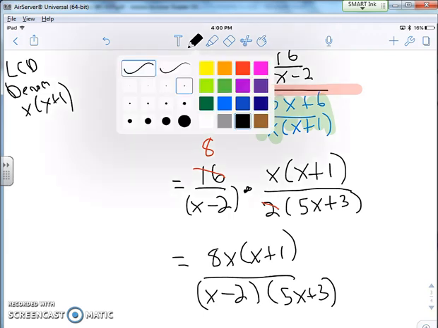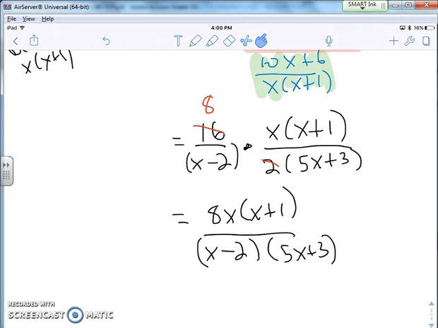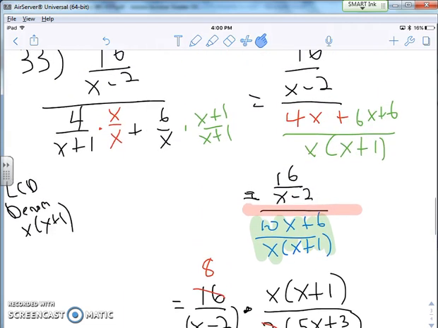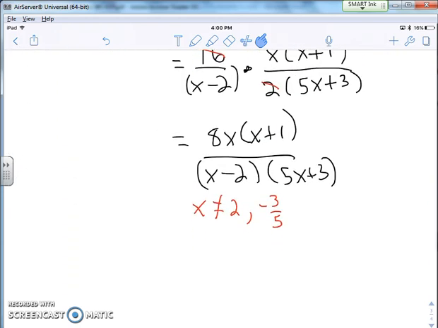And we'll look for our restrictions. In this denominator, x cannot be 2 or negative 3/5. As we look at the top, it looks like we've got a 2 and a negative 1 and a 0. So let's add those in. We'll add in the 2, right? So we've just got a negative 1 and a 0. And those are our restrictions.